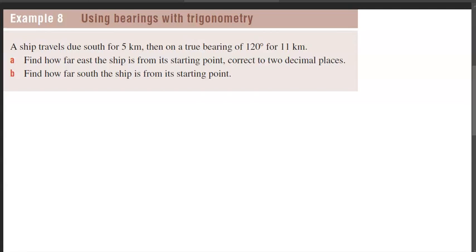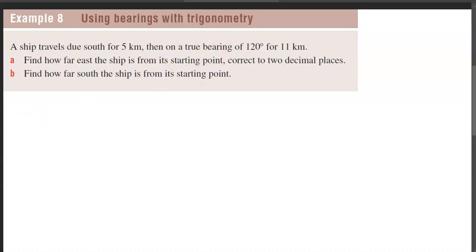Alright, exercise 4D part 2, looking at a worded type question. Let's jump straight into it. So we're going to use bearings with trigonometry. A ship travels due south for 5 kilometers, then on a true bearing of 120 degrees for 11 kilometers. We're going to be looking for two things. We're going to find how far east the ship is from its starting point, corrected to 2 decimal places, and we're going to find how far south the ship is from its starting point.